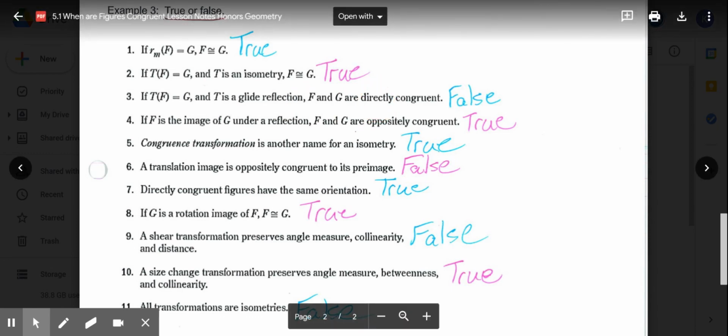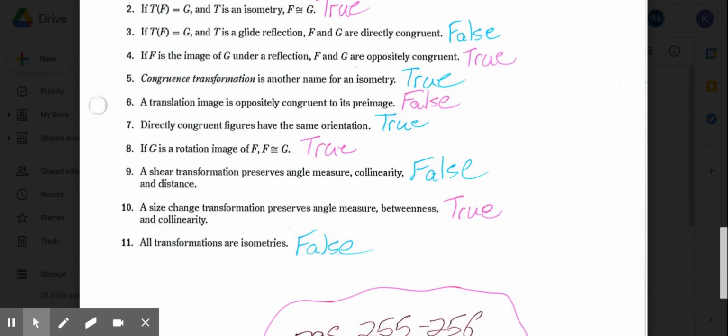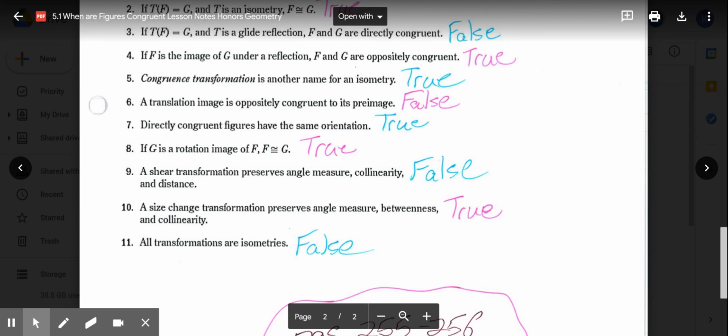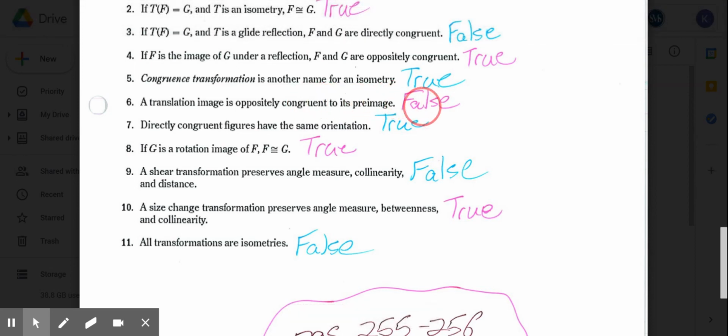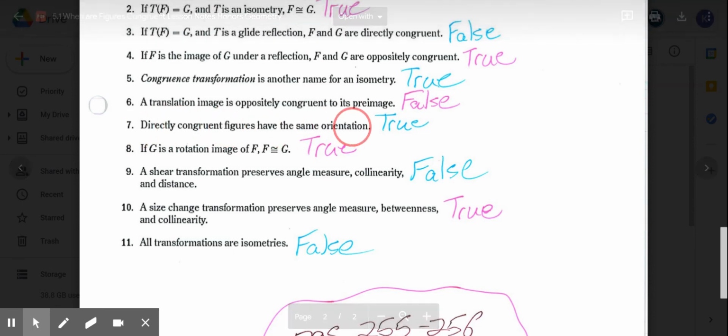In 4, if F is the image of G under a reflection, F and G are oppositely congruent. That's true. Reflections change orientation, so they would be oppositely congruent. 5. Congruence transformation is another name for isometry. That would be true. 6. A translation image is oppositely congruent to its pre-image. False. If we're just translating or sliding something, orientation doesn't change. And 7, directly congruent figures have the same orientation. That is true, that's the definition.